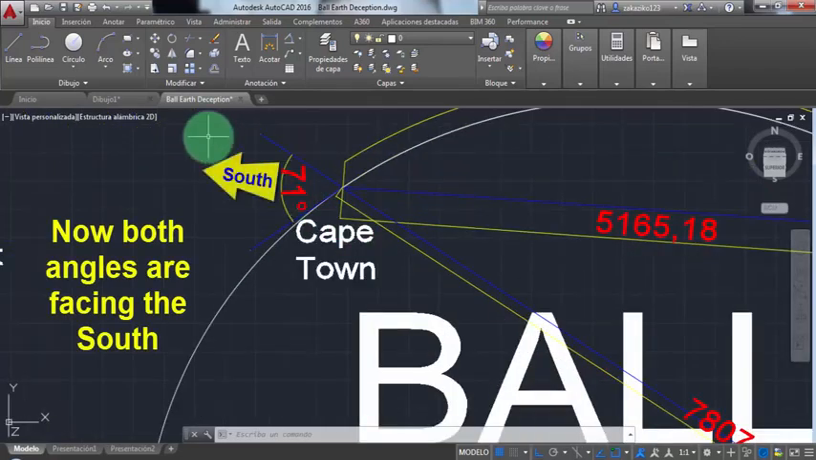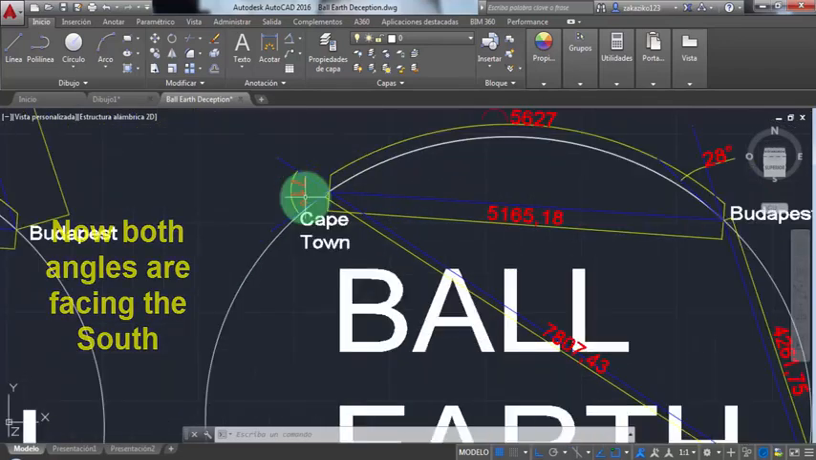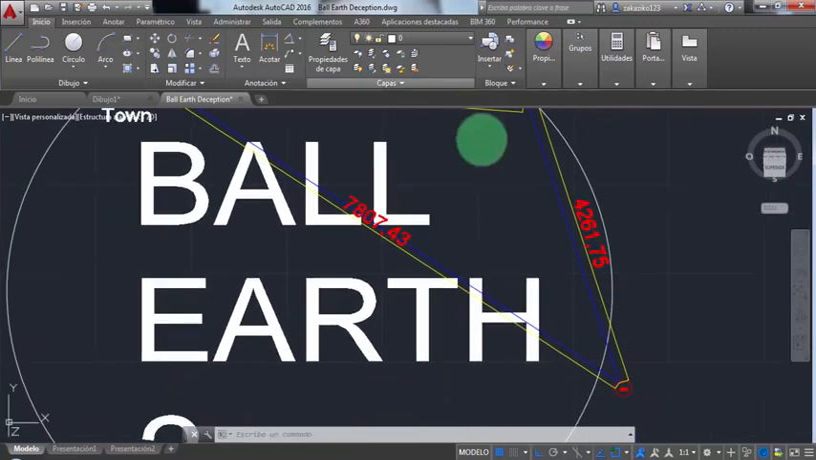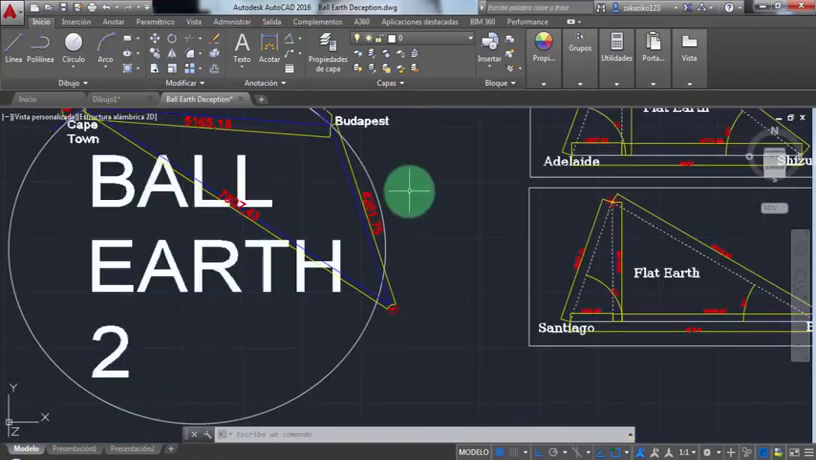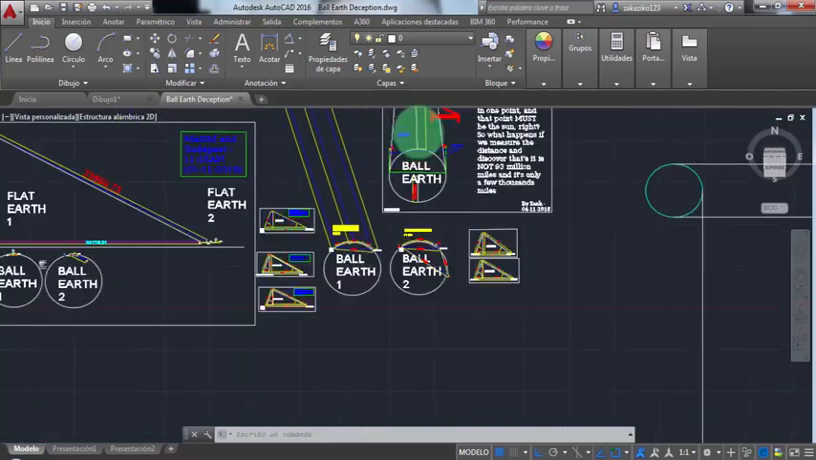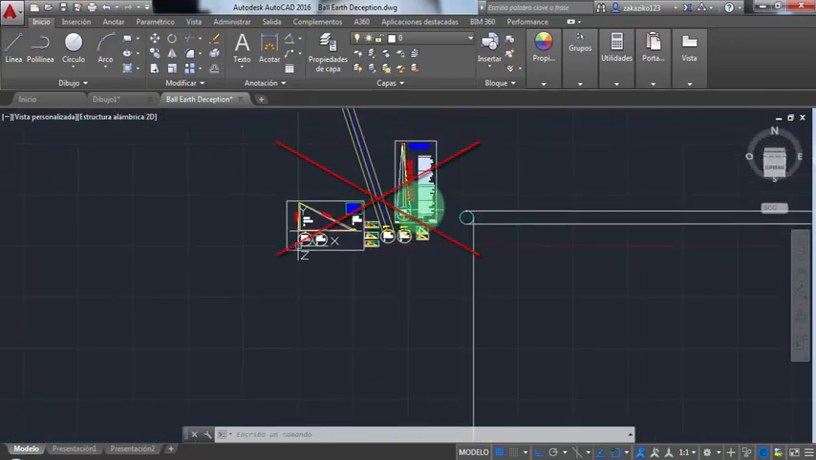Now both angles are facing the south. I kept the same angles, and here it is, about 2,000 miles. And of course it doesn't make sense at all. Now if you really feel like debunking this video just to feel better, get AutoCAD first and do what I'm doing and send me your video. That's it.